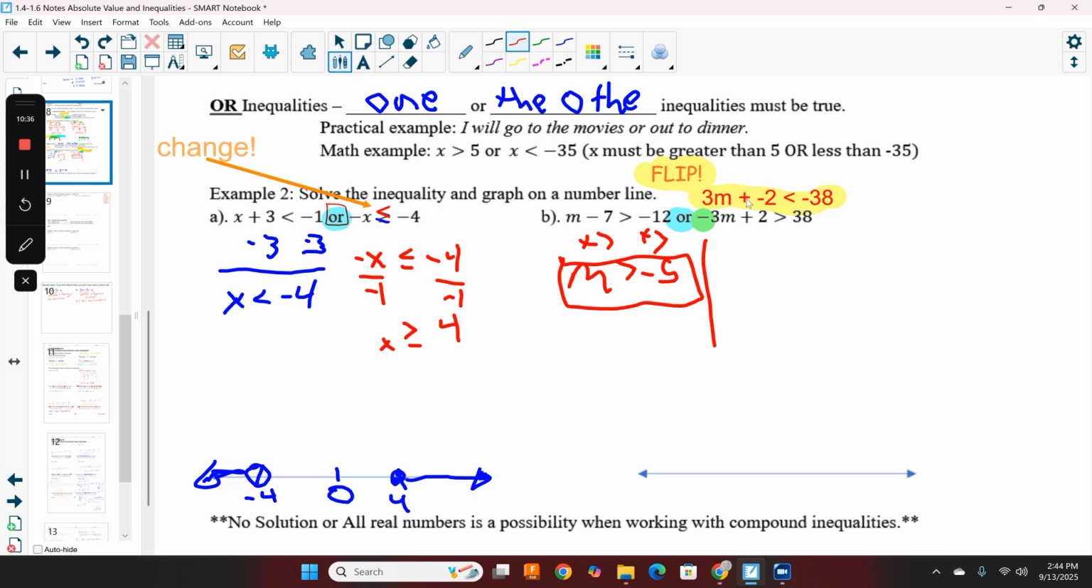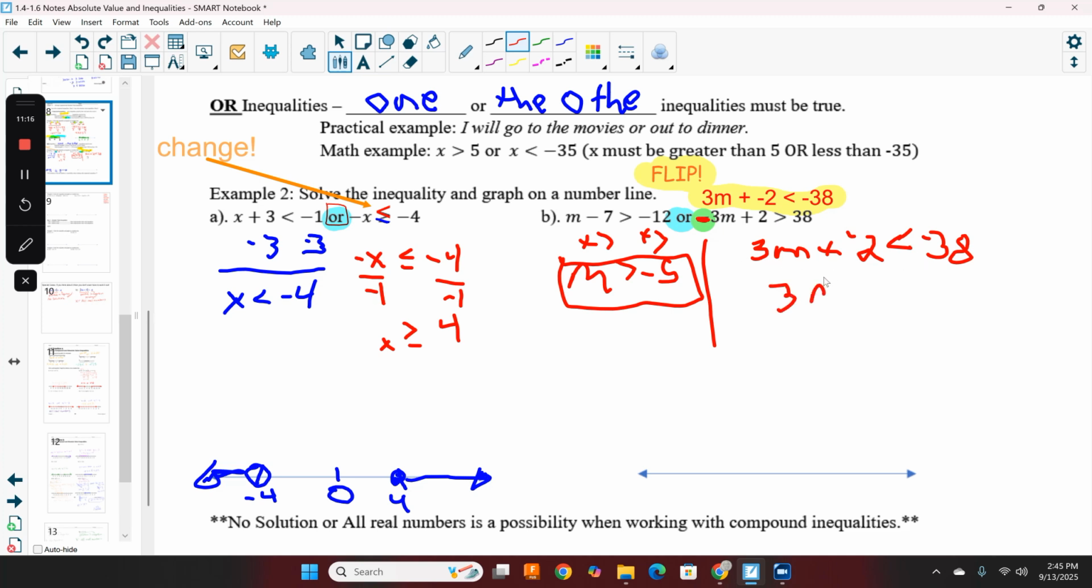Okay, on the other side, we were initially given negative 3m plus 2 is greater than 38. So what we need to do is multiply the whole equation by a negative and flip the sign. I would always do that if you have a negative in front of the variable. Flip it right away. So we're going to start off with 3m plus a negative 2 is less than negative 38.